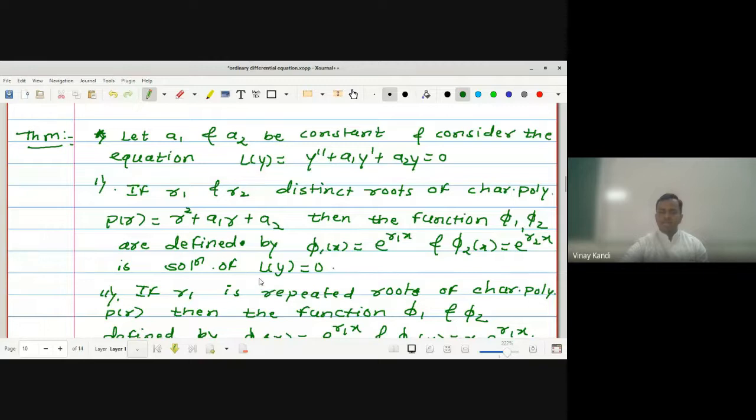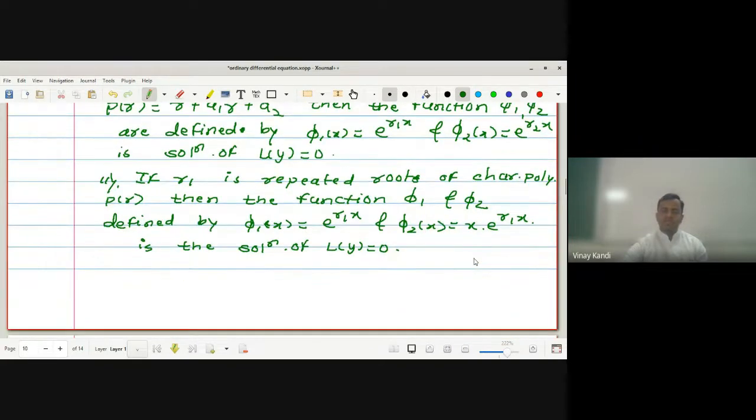That means we have to prove that L of phi 1 is equal to 0 and L of phi 2 is also equal to 0. If R1 is a repeated root of the characteristic polynomial, then phi 1 of x is equal to e raised to R1x and phi 2 of x is equal to x into e raised to R1x are solutions of L of y is equal to 0. That means we have to prove that L of phi 1 is equal to 0 and also L of phi 2 is equal to 0.